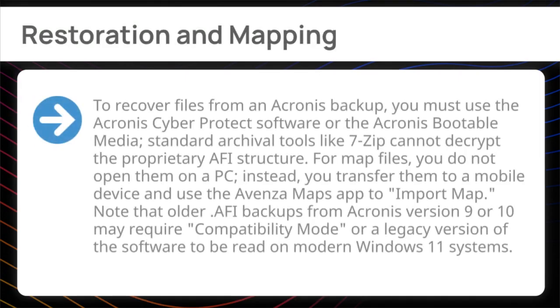Next, restoration and mapping. To recover files from an Acronis backup, you must use the Acronis Cyber Protect software or the Acronis bootable media. Standard archival tools like 7-Zip cannot decrypt the proprietary AFI structure. For map files, you do not open them on a PC. Instead, you transfer them to a mobile device and use the Avenza Maps app to import the map. Note that older AFI backups from Acronis, version 9 or 10, may require compatibility mode or a legacy version of the software to be read on modern Windows 11 systems.